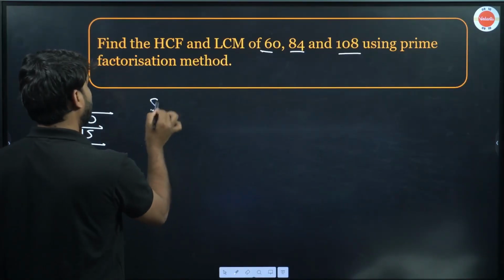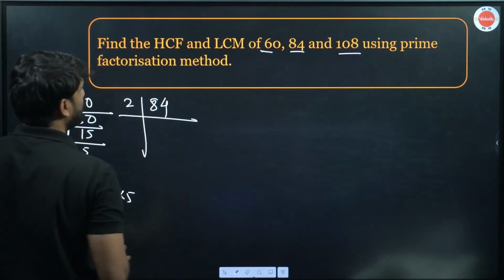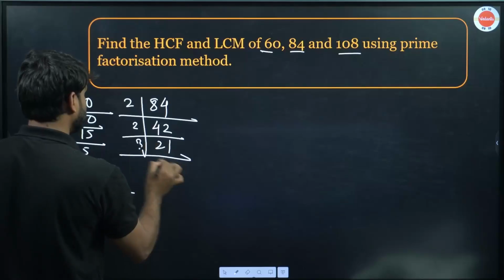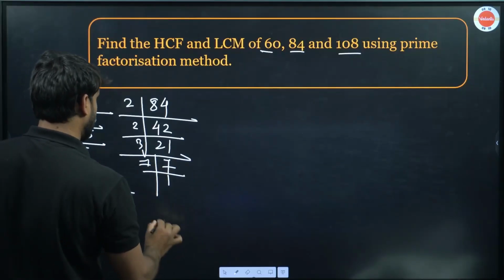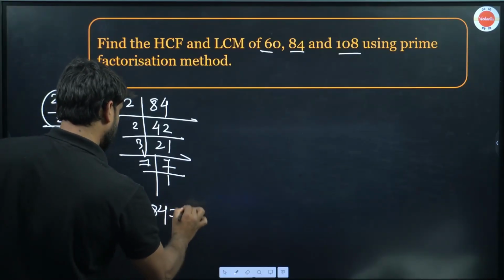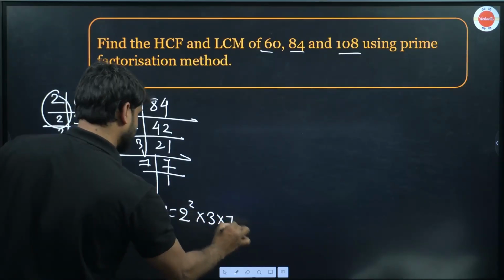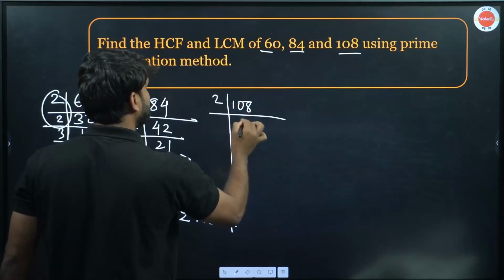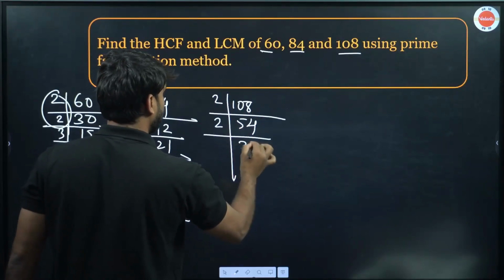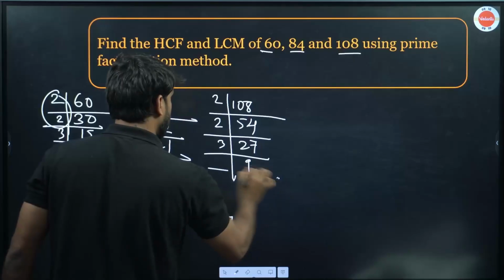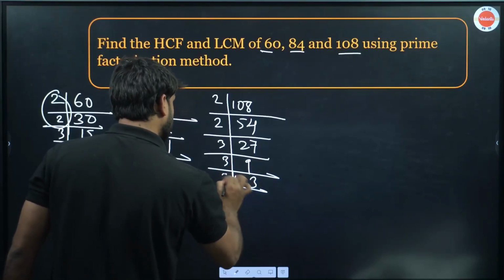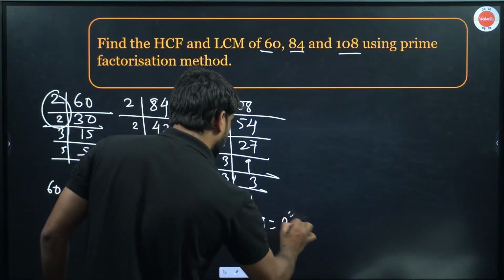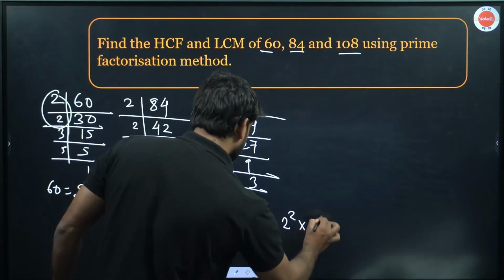Now if we talk about 84, so 84 can be written as 2 into 42. This is 21, this is 3, 7, and 7 is itself a prime number. So 84 can be written as again 2 square into 3 into 7, right? Now if we talk about 108, this will be 54. Now this will be 27. Now by 3, this will be 9. By 3, this will be 3, and by 3, this will be 1. So 108 can be written as 2 square, 3 cube.